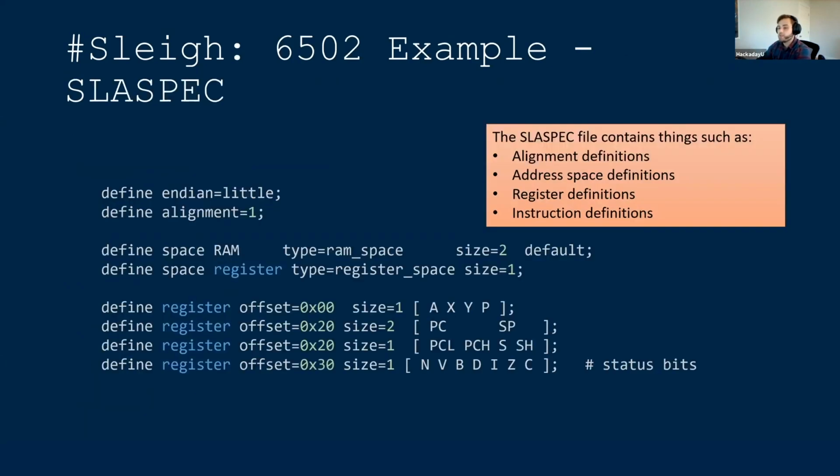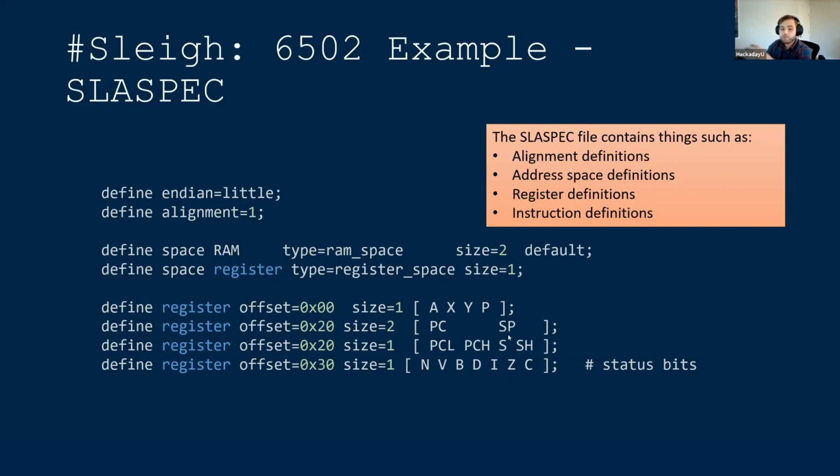And so finally, the SLEIGH spec. All these file formats are fairly complicated, which is why I wanted to use the 6502 as an example, because it's a relatively straightforward processor. This finally has things like instruction definitions, register definitions, defining various address spaces and what types they are. All of this data is what's eventually going to get fed into and utilized by the P code later, in a sense.